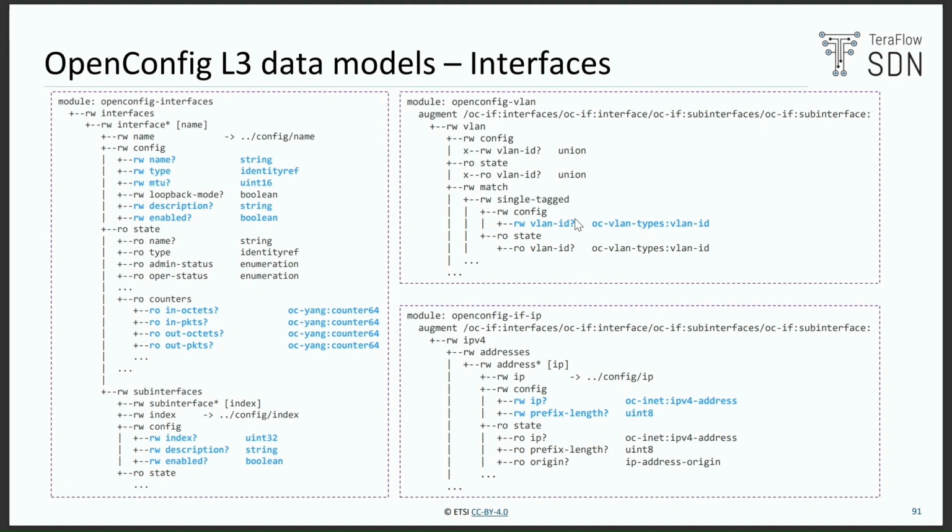Then, in case we want to manage, for instance, virtual LANs, and we need virtual LAN identifiers, there is an augment named VLAN that extends the OpenConfig interface and sub-interface models appropriately to handle the different VLANs. And similarly, if we need to configure layer 3 IP addresses, then we can use the interface IP augment to configure the IP addresses and the prefix lengths and so on. Again, there are a large number of fields; I'm just keeping things simple.